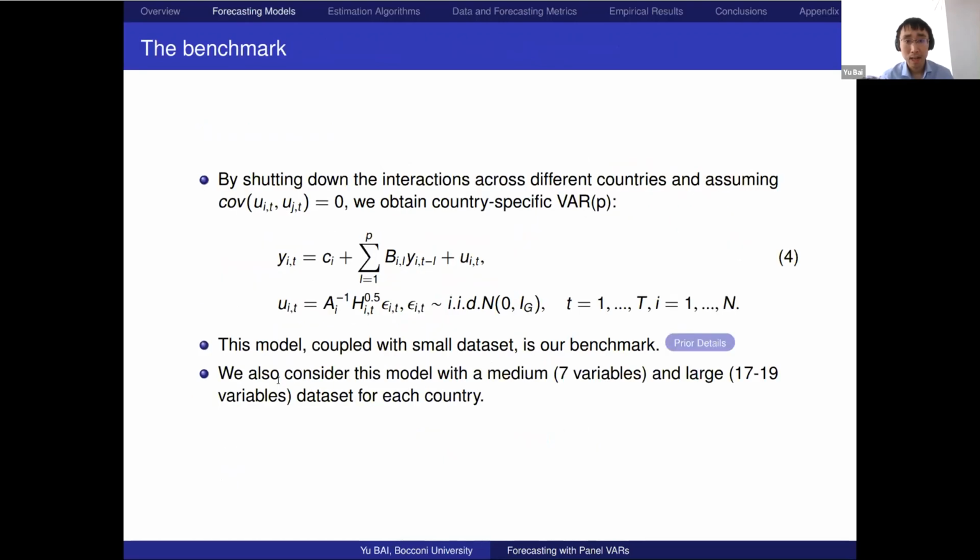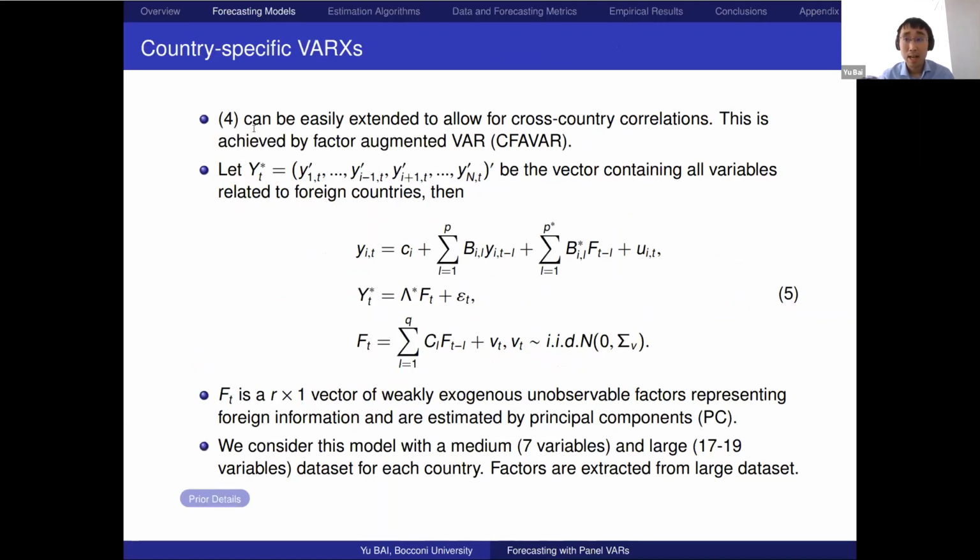Okay. And in the country-specific model, we consider small, which is our benchmark with 3 variables, and also medium size, where we have 7 variables, and a large data set where we have 17 to 19 variables for each country. Okay. Inside the country-specific VAR models, this model can be easily extended to allow for cross-country correlation by augmenting information from foreign countries. So first, we look at the factor augmented vector regressions, where you have factors in the measurement equation, where these factors are extracted from all of the foreign variables, and the factors are estimated by principal components.